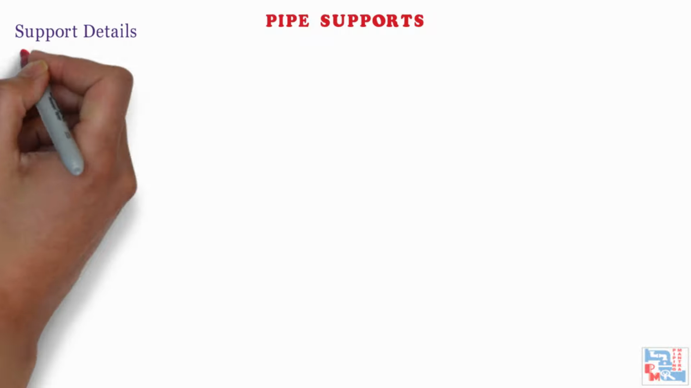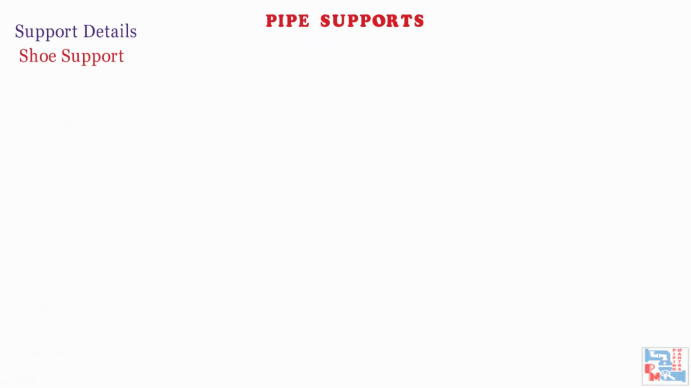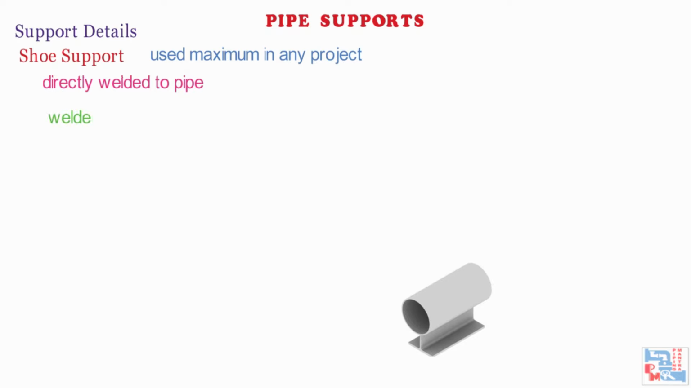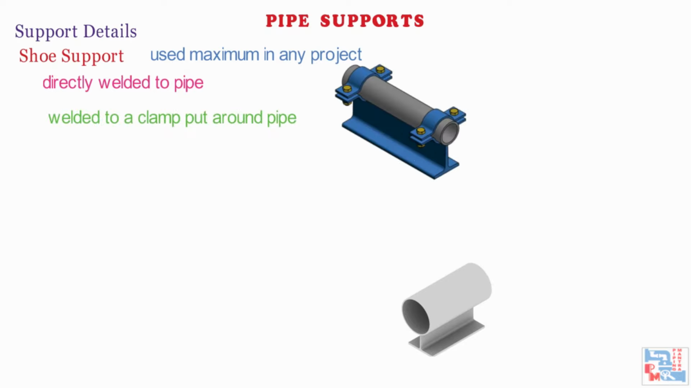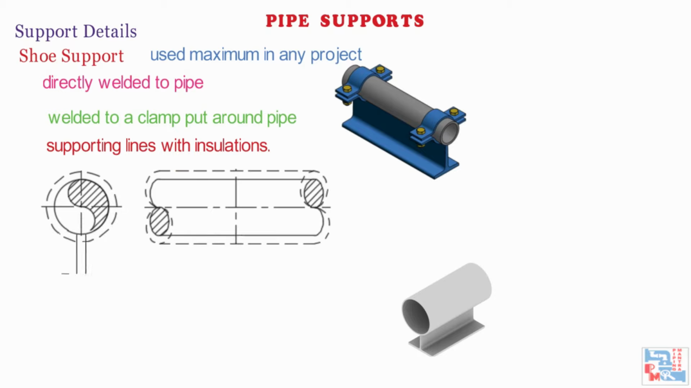Following are the types of supports generally used in a project. First is shoe type support. Shoe type supports are the maximum used supports in any project. These can be directly welded to a pipe or can be welded to a clamp and put around the pipe. Shoe type supports are used for supporting lines with insulations. Basically, it is used as a rest support.